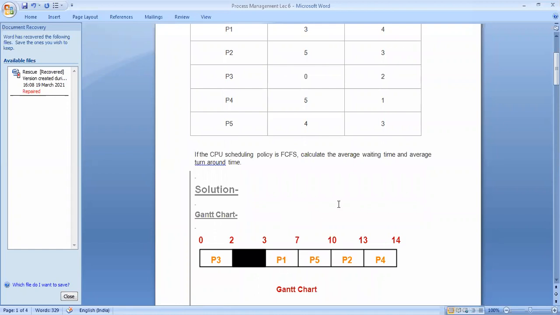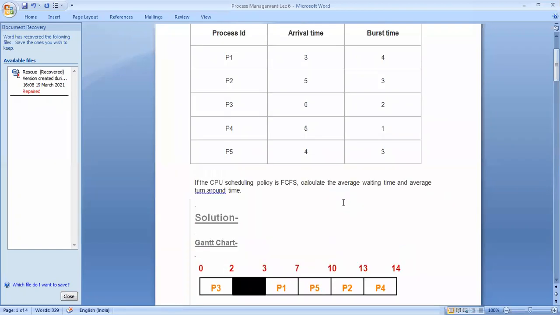So how much time will the P1 process take? 4. So 3 plus 4, that means 7. So now the time is 7 milliseconds. In this time, all other processes are ready in the ready queue, because after 5 milliseconds, the P2 process is already ready in the ready queue. P4 process is also ready, and P5 process is also ready. So now again we'll check which process came first.